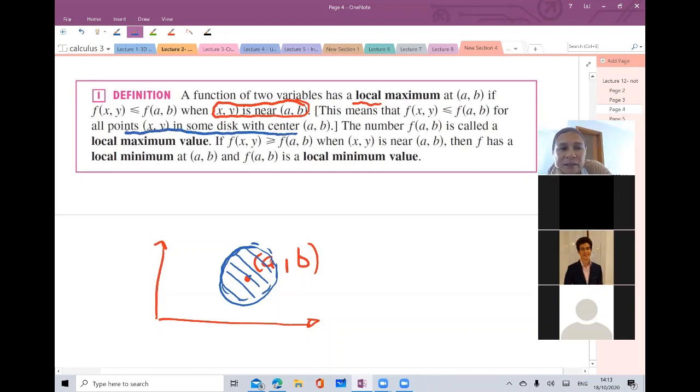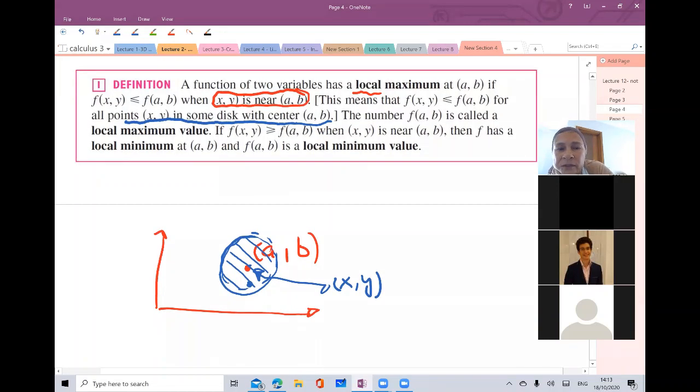My points are coming from some disk with center (a, b). That means I'm near my point. So any point (x, y) in this disk should satisfy that f of (x, y) is less than or equal to f of (a, b). Okay, got the idea of the definition.